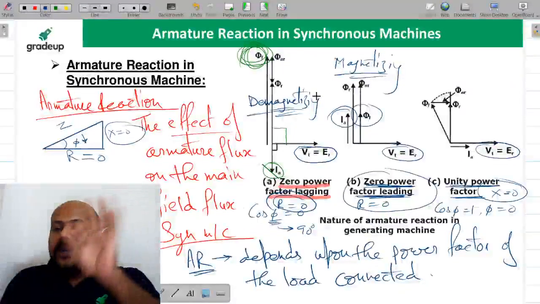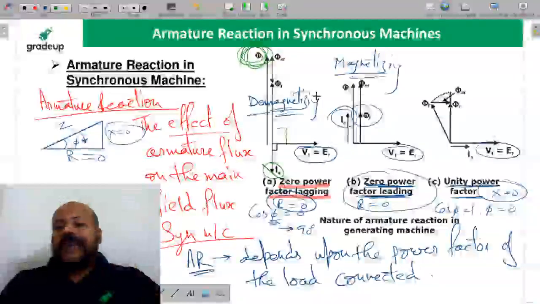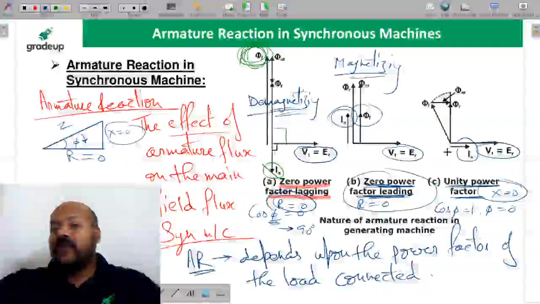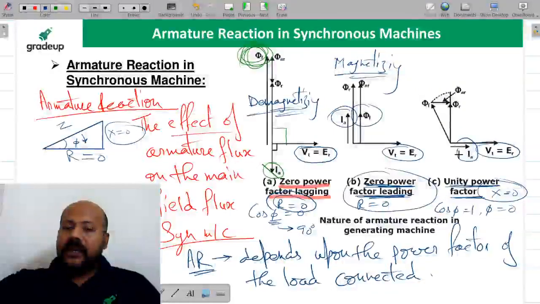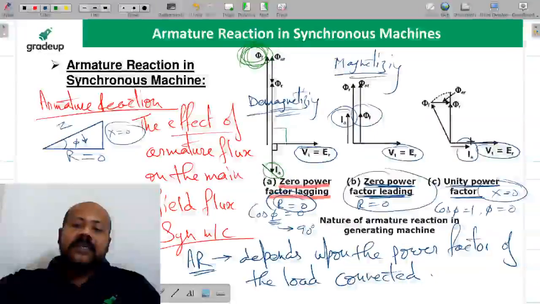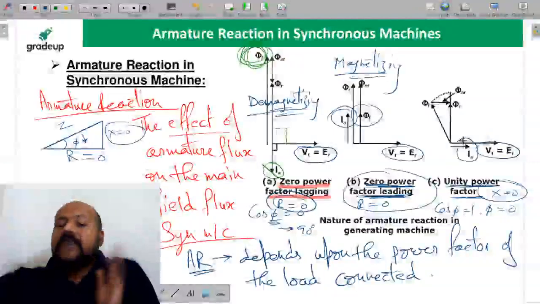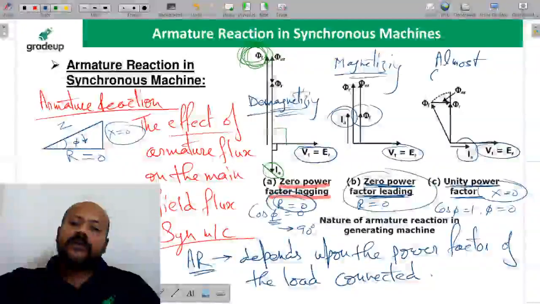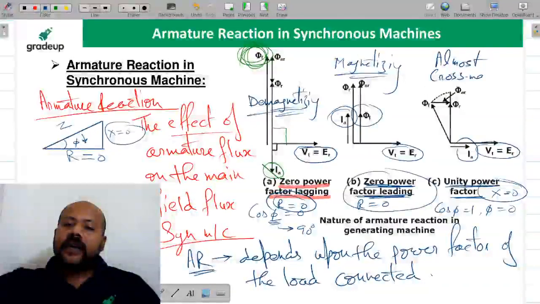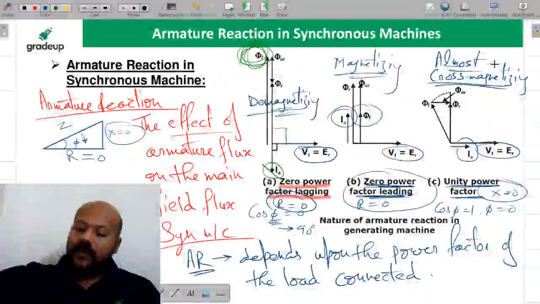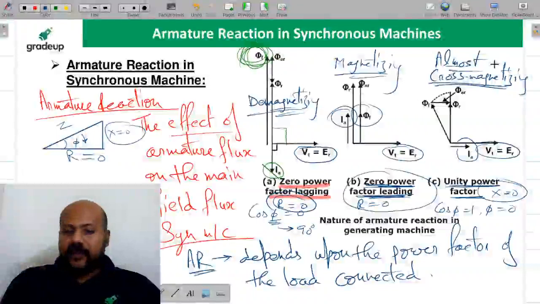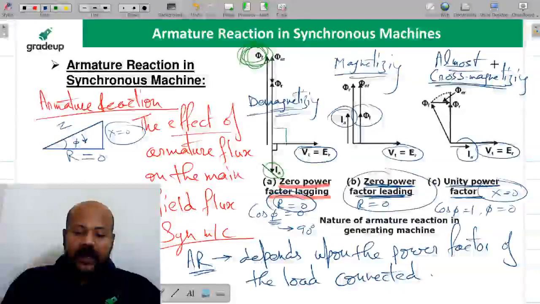Now we are coming to the unity power factor. Unity power factor means the armature current is going to be in phase with the excitation EMF or the terminal voltage. Yes or no? Is it clear? Now this armature current is going to have a flux, and this flux is going to be, I am writing as almost cross magnetizing. Is it clear to all of you? Please tell me yes or no in the comment section. I hope it is clear to all of you.